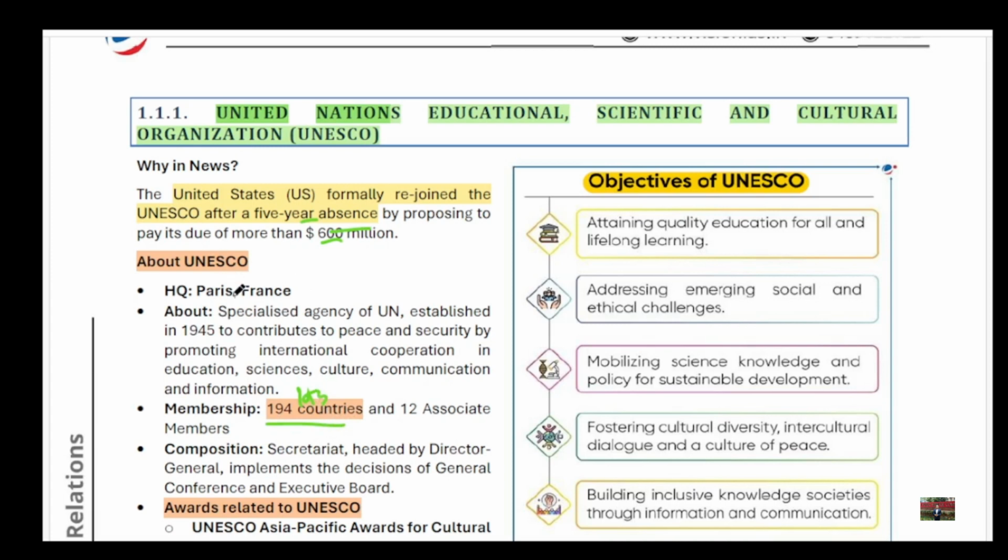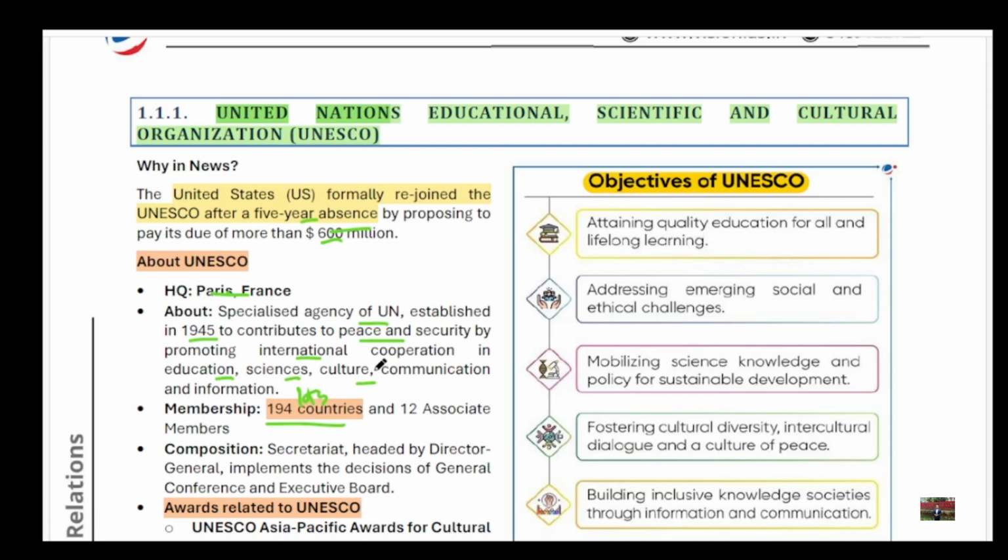UNESCO is headquartered at Paris, that is France. All right. So it is a specialized agency of the UN. Again, it was established in the same year, that is 1945. And what is the main aim of UNESCO? It contributes to peace and security by promoting international cooperation in education, sciences, culture, communication, and information. All right. So this is the main aim of UNESCO.